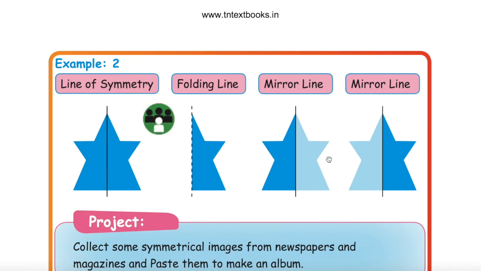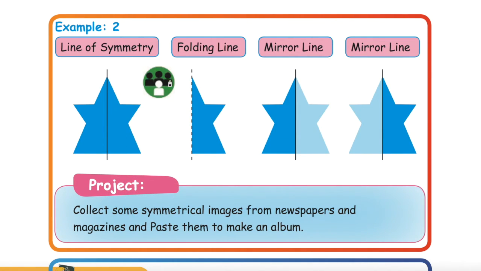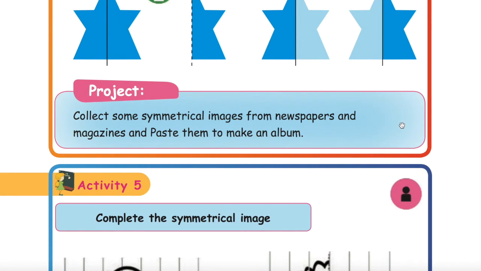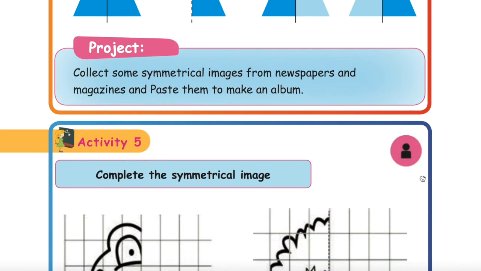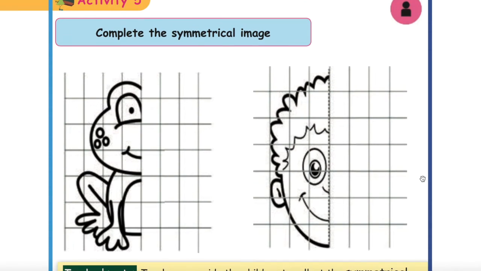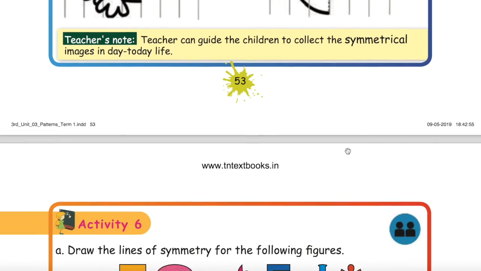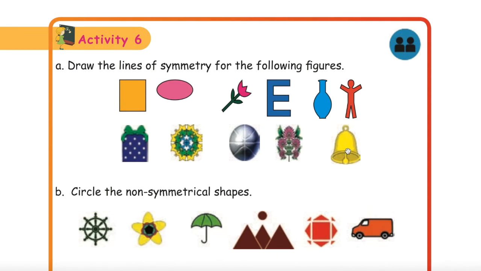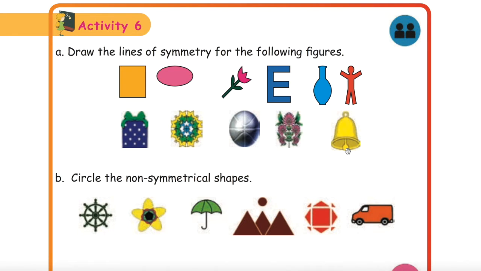Symmetric. Line of symmetry, folding line, mirror line. Collect some symmetrical images from newspapers and magazines and paste them to make an album. Complete the symmetric image. Symmetric image means you have to follow similar lines, just to find a mirror image. Here also, just find a mirror image. Draw the lines of symmetry for the following figures.